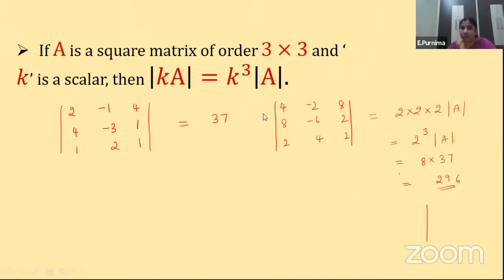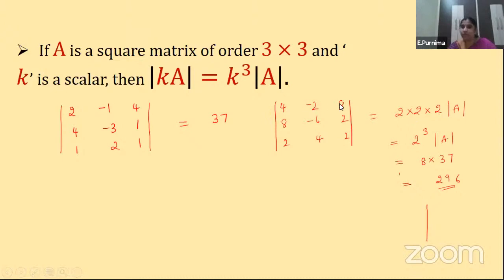That means, if each row, or each column, I am telling about rows, children, it applies to columns also. If each row is multiplied with the same scalar quantity, it can be taken out as a constant multiple of the determinant. For the second row, one more scalar quantity is there, so I multiply with 2. If the third row is multiplied with 2, that also comes out as a multiple. Clear? And one more important point is that it is not a must that all 3 rows be multiplied with the same quantity 2, children.